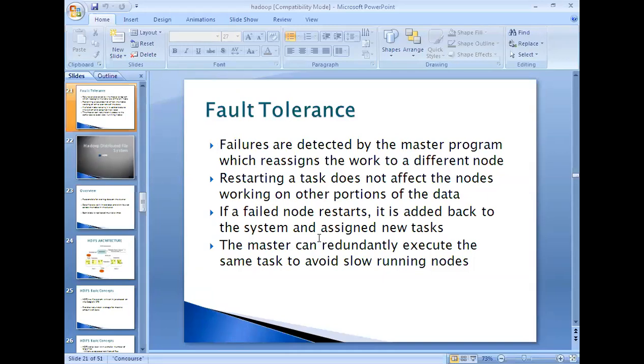But that particular server may be engaged with some other work. Still, in that case also, you are able to complete the task without disturbing it, because of balancing: whenever it is busy, it looks for another system that is free. In such a way it is balanced, and without disturbing the currently executing tasks, it is able to process the new tasks also. If a failed node restarts, it is added back to the system and assigned new tasks.